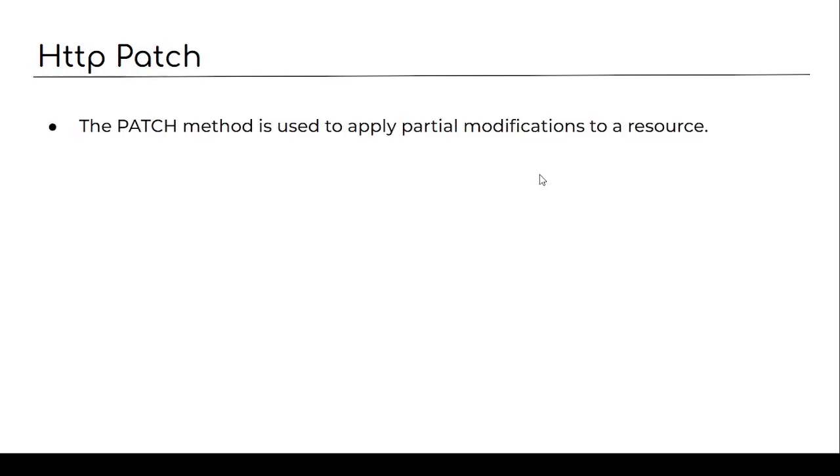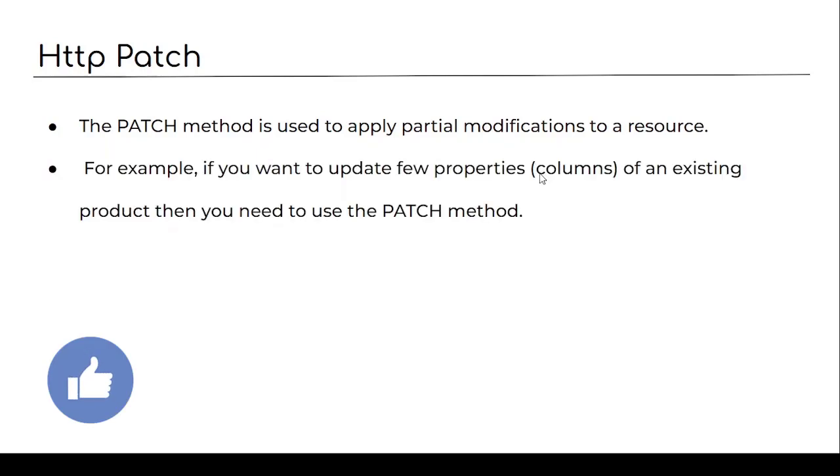After that we have the HTTP PATCH method. The PATCH method is used to apply partial modification to a resource. For example, if you want to update a few properties or columns of an existing product, meaning a product table, then you need to use the PATCH method.